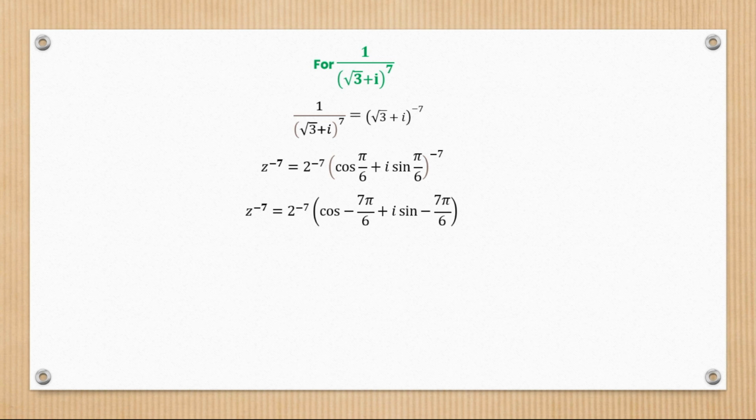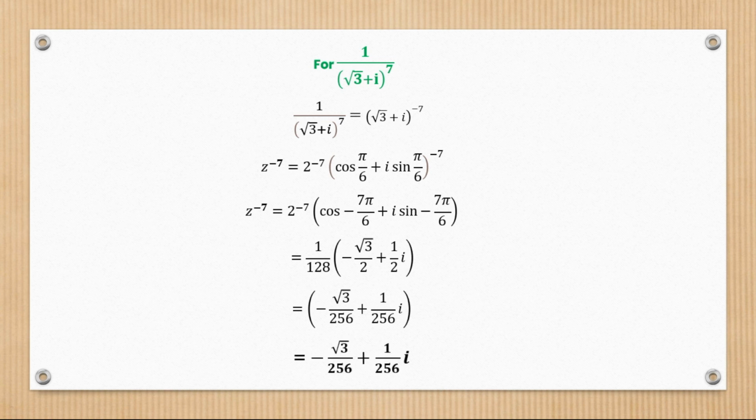So now when we bring the negative 7 in, this is what it becomes. So we're left with that. But now we know, we've pressed this in our calculator, cos negative 7 pi over 6 is the same as negative root 3 over 2. And then sin negative 7 pi over 6 is the same as a half, so it's actually positive a half. So we know 2 to the power negative 7 is 1 over 128. So when you multiply 1 over 128 in, we come up with that. And now this is going to be our answer.